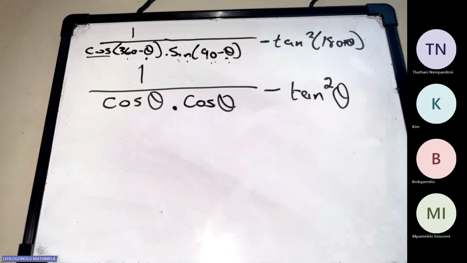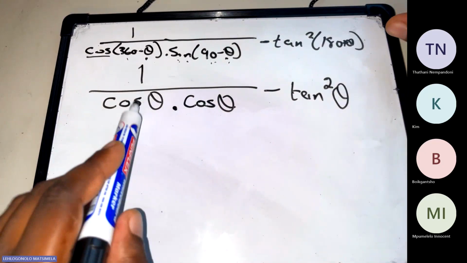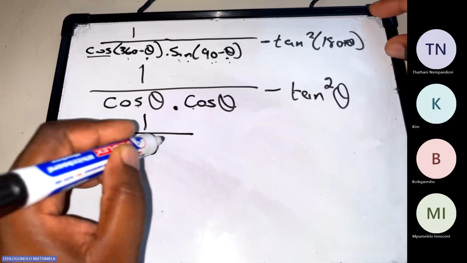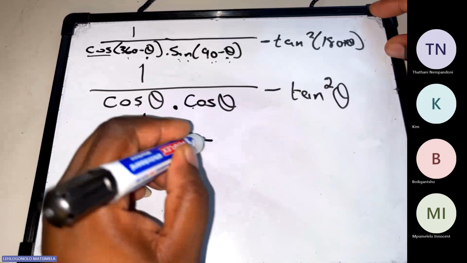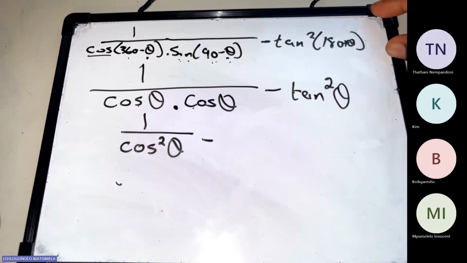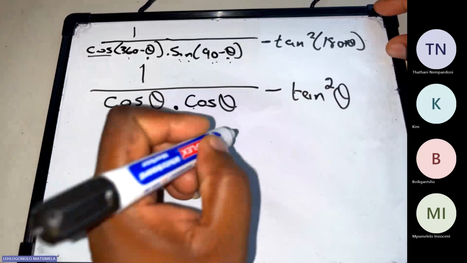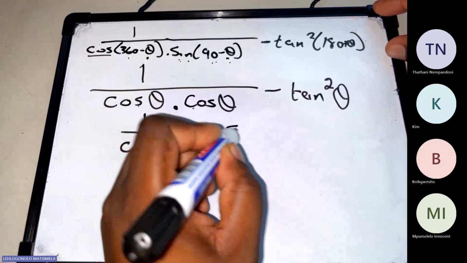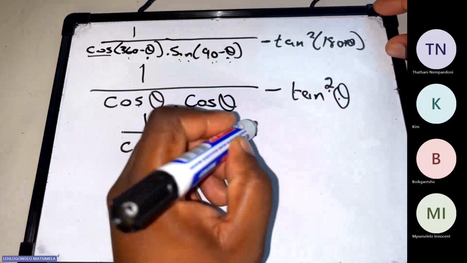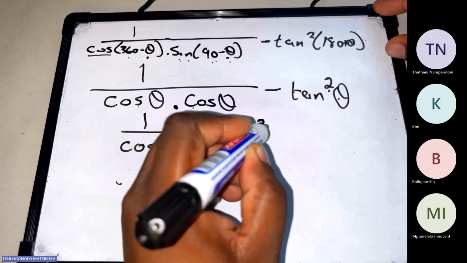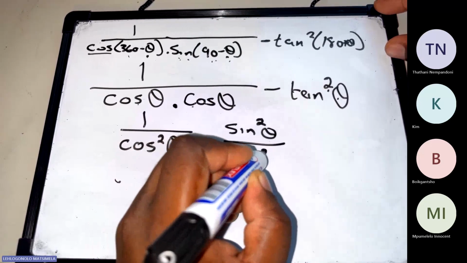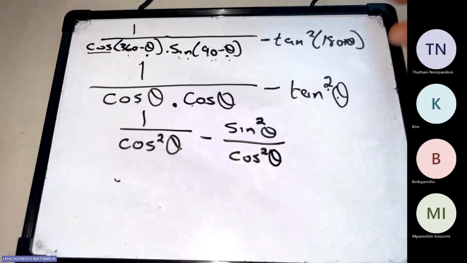Well, the thing that we do, we simplify. These are multiplying each other. They are the same, so we're just going to have them squared. So we'll have cos squared theta minus tan. Remember, our tan is an identity. Since tan is an identity, we can just rewrite it in a form of sine exponent theta divided by cos exponent theta.